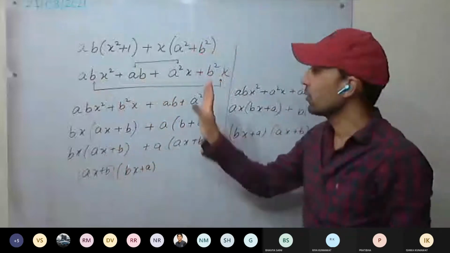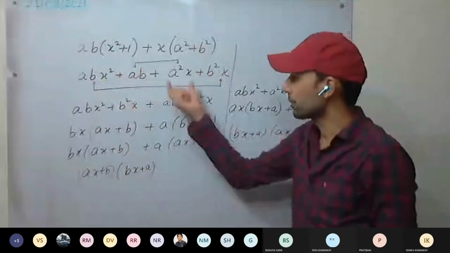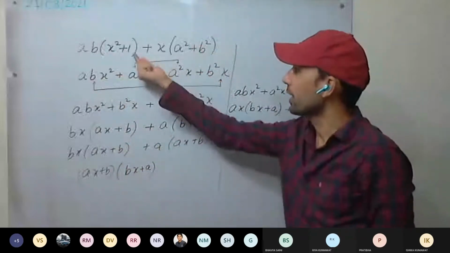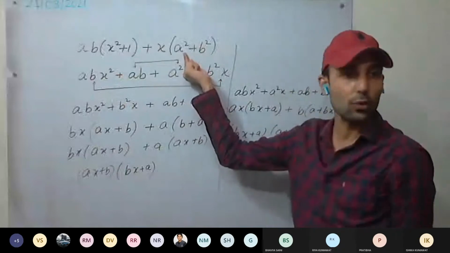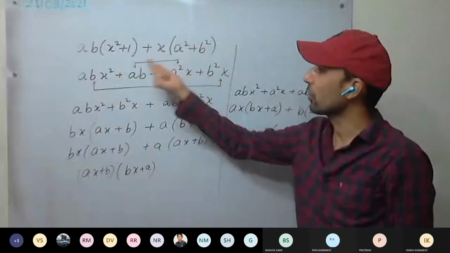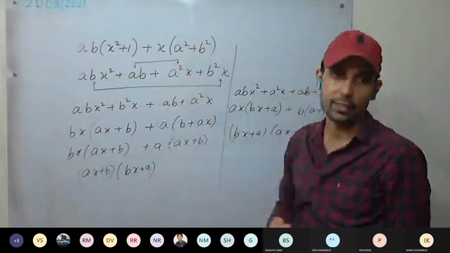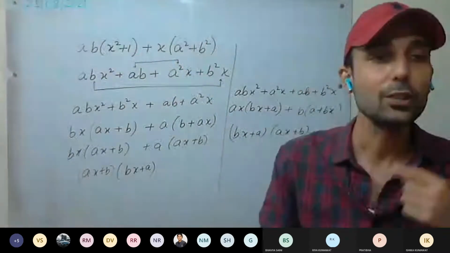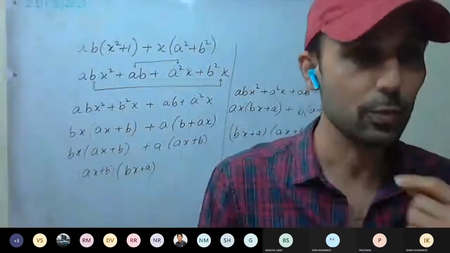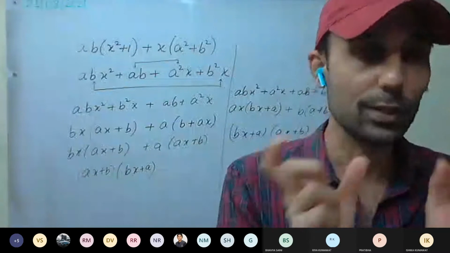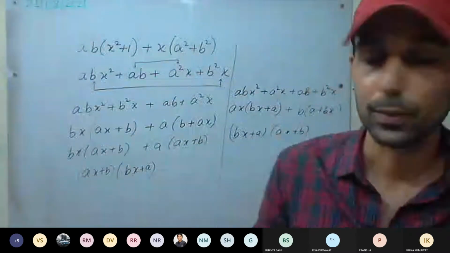So you can do one thing. If you are not able to find it, group them. And if a deadlock occurs, you will get this one. No common. It means you have grouped them wrong. Now try with the next. And this will come as you practice more and more. As you practice more and more, you'll be able to figure out which two terms we should group.